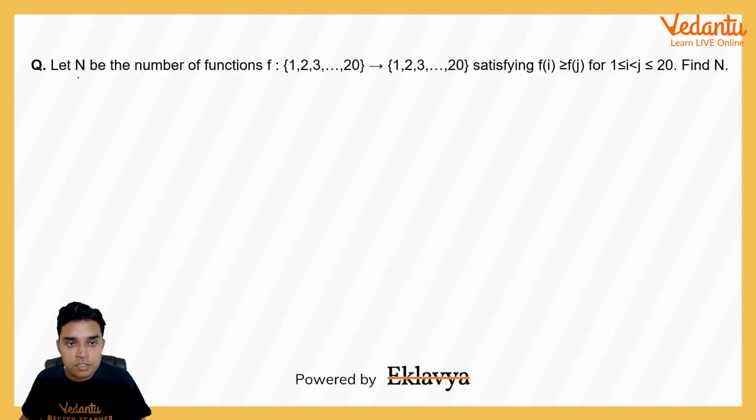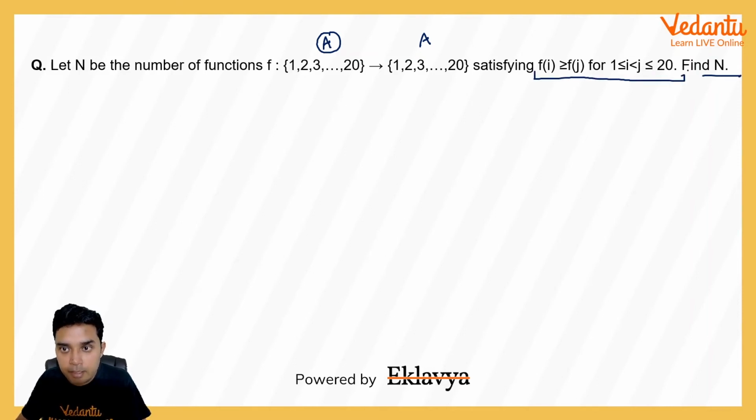Now coming to this question which says let n be the number of functions f from 1, 2, 3, up to 20, let us call this A, to the same set A satisfying f(i) greater than or equal to f(j) for 1 less than or equal to i less than j less than or equal to 20, then we have to find n. So first of all, let us understand this thing here, that as we increase i to j, the value of the function at j is lesser than or equal to f of i, which means it will be either decreasing or it will be constant. So better to call this kind of function as non-increasing.